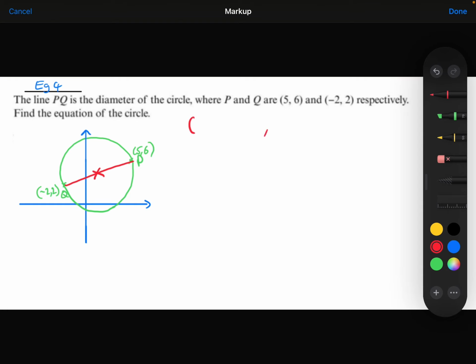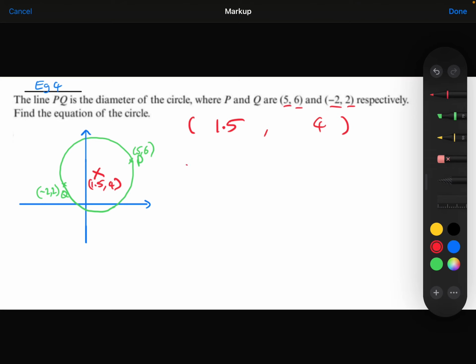So if I work out the midpoint of P and Q by adding the two x coordinates and then dividing by 2, then adding the two y coordinates and then dividing by 2, so we get 3 divided by 2 is 1.5. And then 8 divided by 2 is 4. So the midpoint of the PQ and the centre of the circle is the coordinate 1.5, 4.